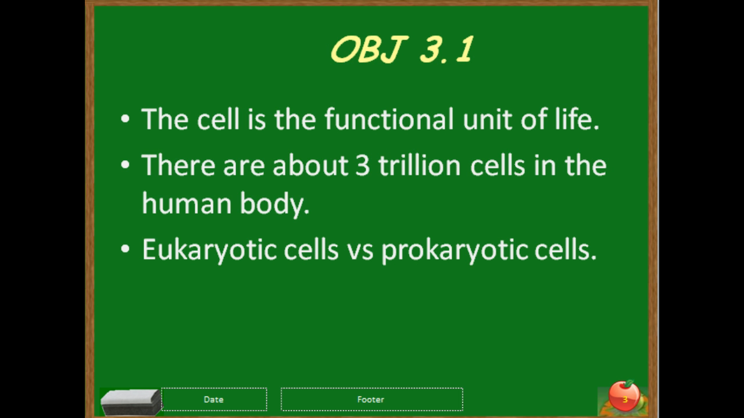So we know the cell is the functional unit of life. There are about 3 trillion cells in a human body. The main point I want to pull out is eukaryotic cells versus prokaryotic cells. Eukaryotic cells have membrane-bound organelles. That's where you see things like the mitochondria, the endoplasmic reticulum. Whereas in prokaryotic cells, you're not going to see that. What you will see is some DNA, and that's about it, and a semi-nucleus. So those are the things that I wanted to really point out, the difference between the two.